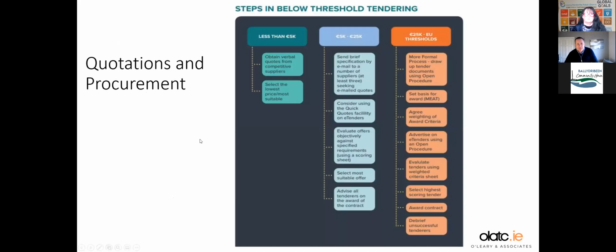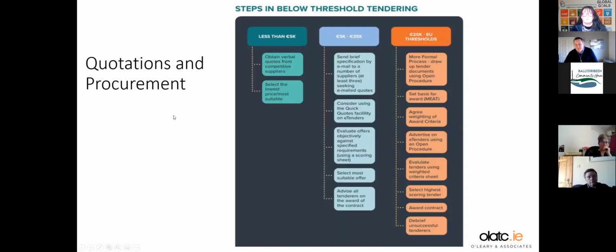In terms of procurement and tendering, and quotations, again, which you need to have prior to the application deadline. If it's less than 5,000, as I said, verbal quotations will do. It's best practice to get more than one quotation anyway. So even if they only ask for one, you should look for 2 or 3. Between 5 and 25K, it's going to be 3 quotations.